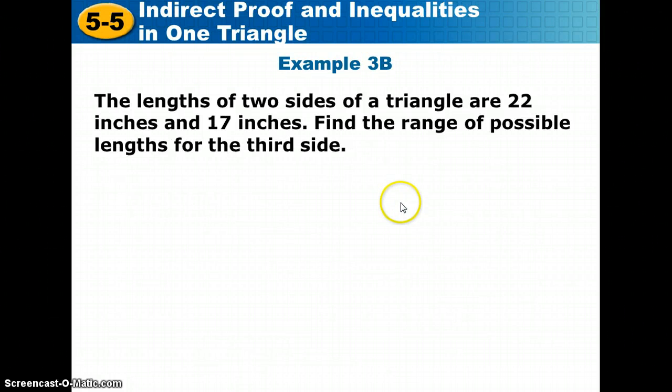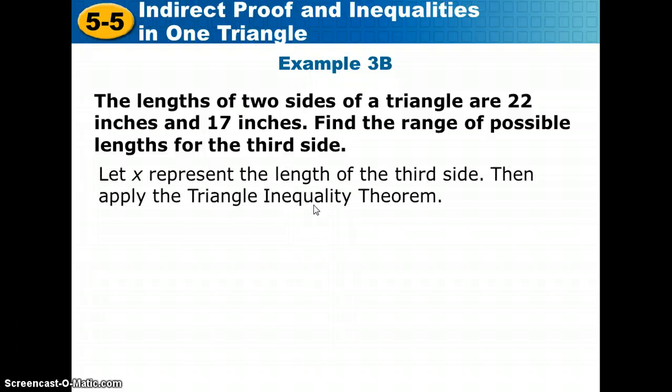So why don't you take a few moments and try and figure out what the range of possible lengths could be when two sides are 22 and 17. The first thing you want to do is let x represent the length of the third side, and then set up your inequalities to figure out that range. Take a few moments, pause the video if you need more time, and then we'll see how you've done.